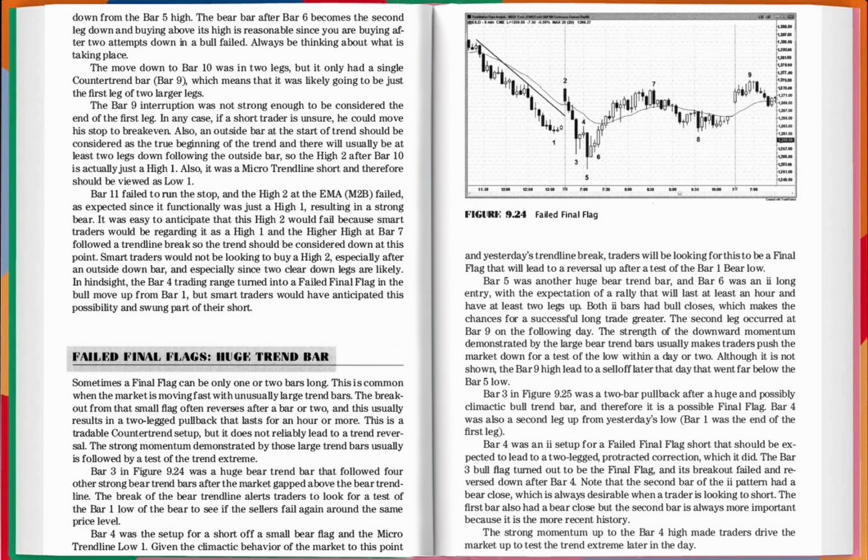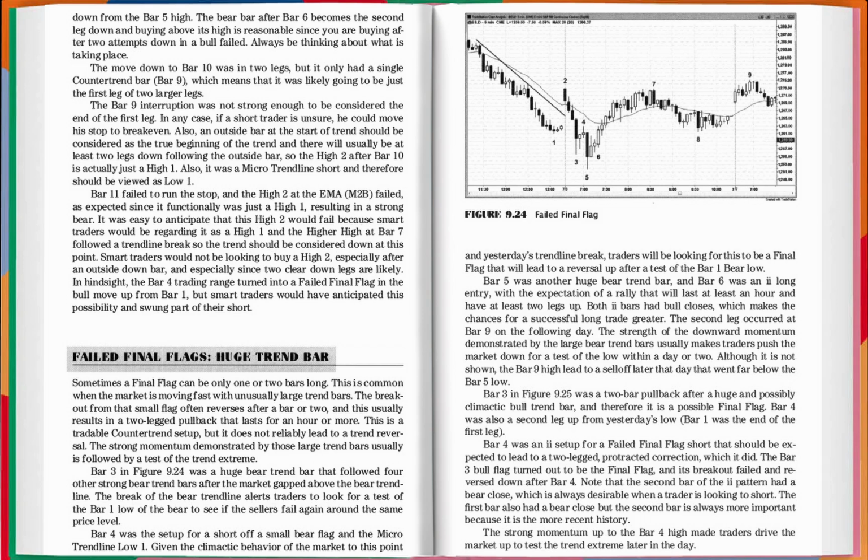It was easy to anticipate that this high 2 would fail because smart traders would be regarding it as a high 1, and the higher high at bar 7 followed a trendline break, so the trend should be considered down at this point. Smart traders would not be looking to buy a high 2, especially after an outside down bar, and especially since 2 clear down legs are likely. In hindsight, the bar 4 trading range turned into a failed final flag in the bull move up from bar 1, but smart traders would have anticipated this possibility and swung part of their short.